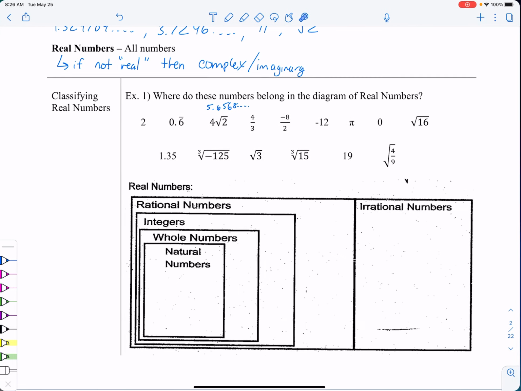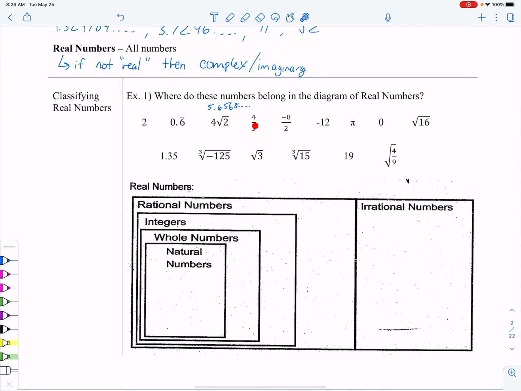Then let's see if we can simplify any of these fractions as well. 4 divided by 3 we can't simplify. Negative 8 divided by 2 turns into negative 4. Negative 12, we know pi is an irrational number. Root 16 is 4. The cube root of negative 125 turns into negative 5. The square root of 3 is 1.7320, etc. The next one is 2.466, etc. And this turns into 0.6 repeating.